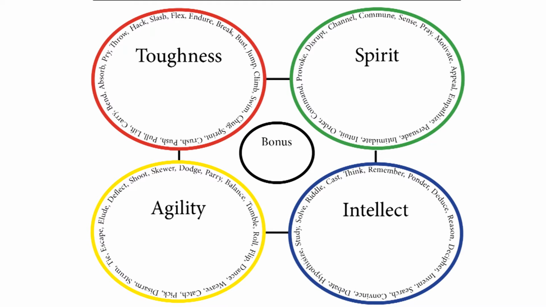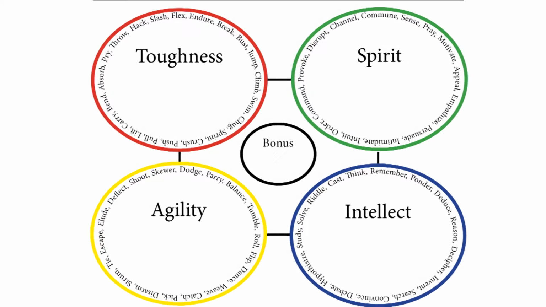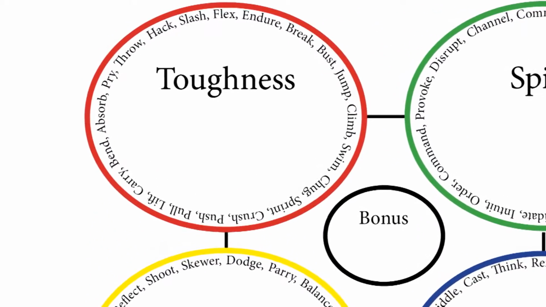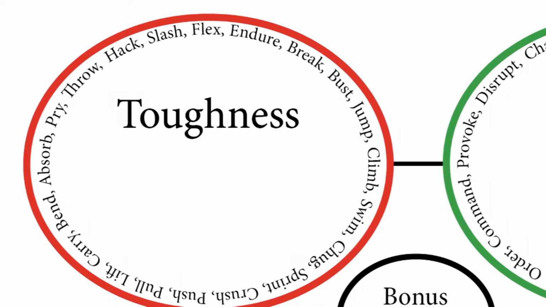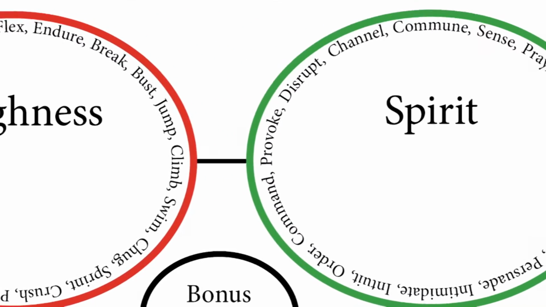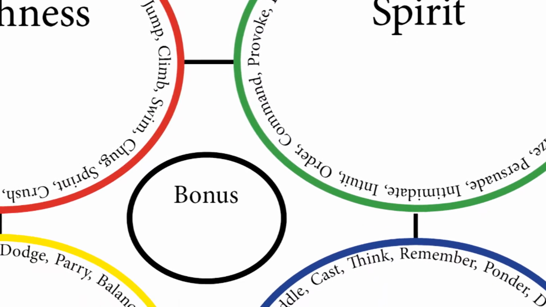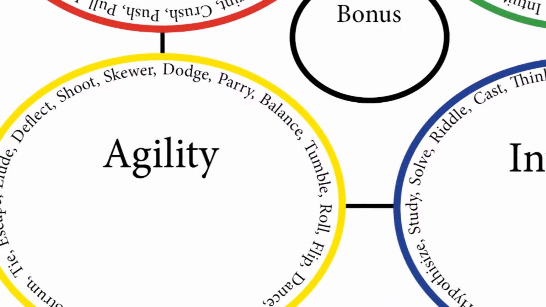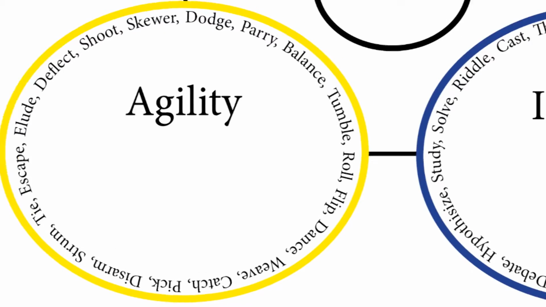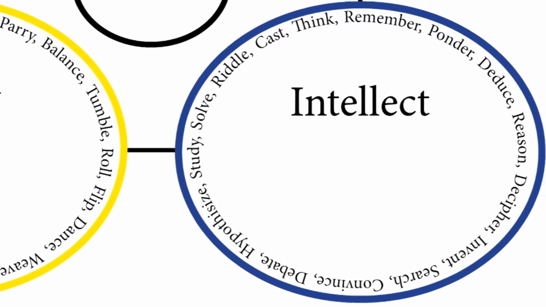I feel like the names are hopefully pretty self-explanatory, but toughness is how strong, how physically fit you are. Spirit is sort of your emotional strength, like your wisdom or charisma. Agility is how dexterous, how fast you are. And intellect, how smart your character is.